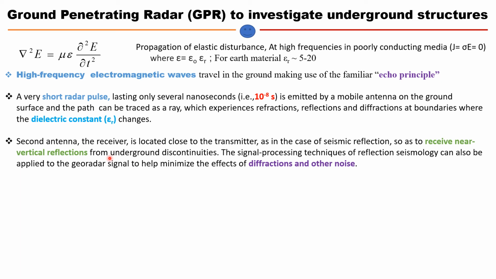Now there is another receiver located very close to the transmitter, so we can get a near surface vertical reflection. The distance between source and receiver is very small, and we apply signal processing techniques of seismic reflection seismology to minimize the effects of noise, to get the actual signals and to improve the S by N ratio, the signal to noise ratio.